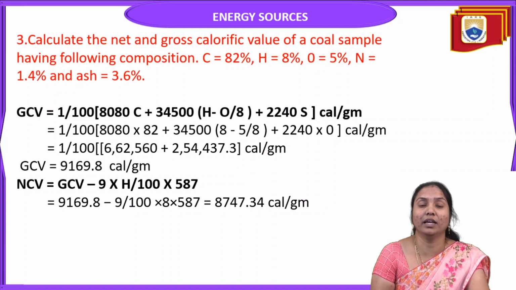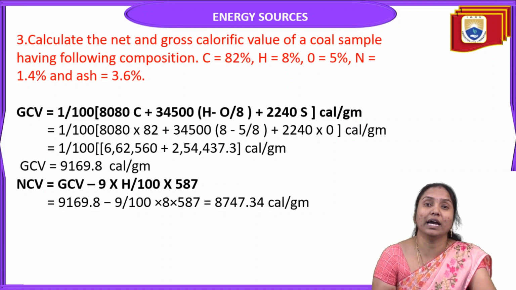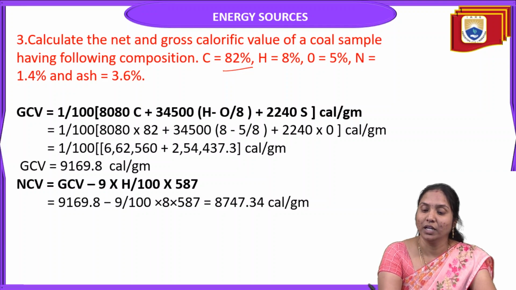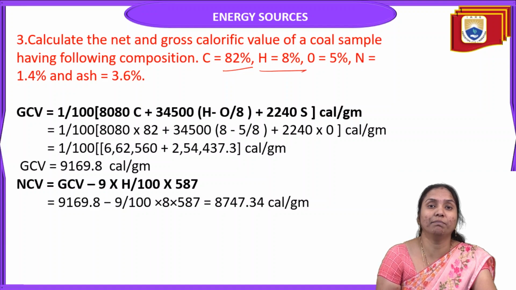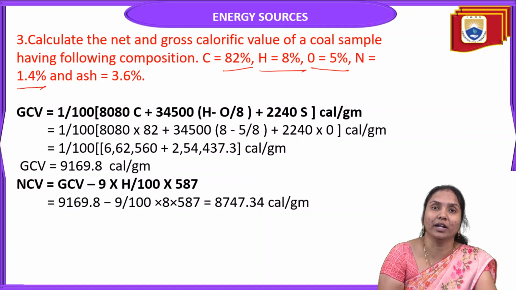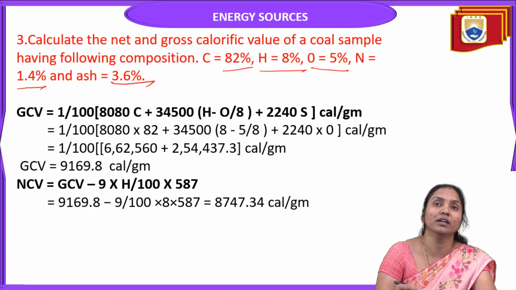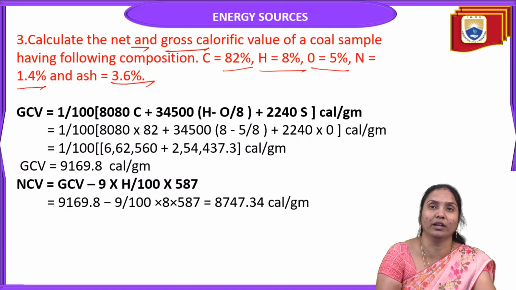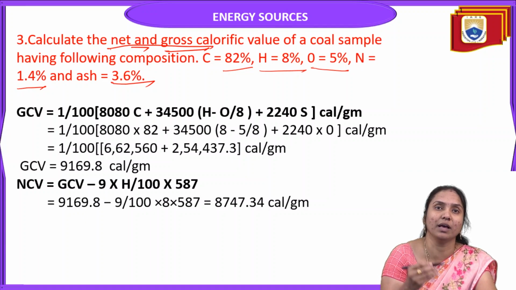Next, one more problem based on high calorific value and low calorific value. Calculate the net and gross calorific values of a coal sample having the following composition. Carbon percentage in this coal sample is 82%, hydrogen percentage is 8%, oxygen percentage is 5%, nitrogen is 1.4%, and ash is 3.6%. Now you can calculate the net and gross calorific value of the coal sample.